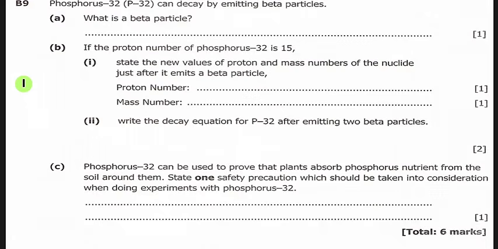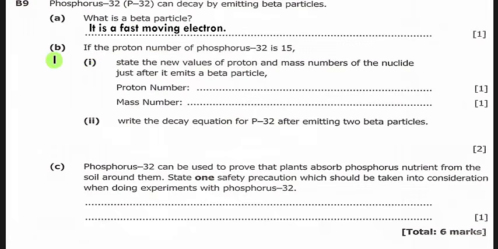Now, what they're saying is phosphorus 32, meaning the mass number of phosphorus is 32 here, guys. The symbol is P32, and it can decay by emitting beta particles. Then they are asking, what is a beta particle? A beta particle is just a fast moving electron.